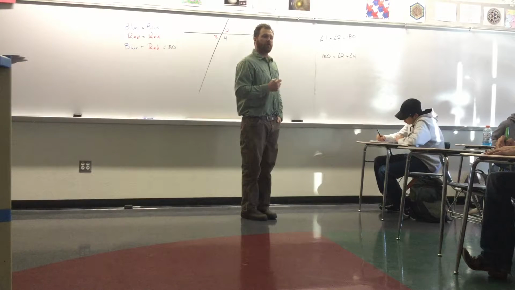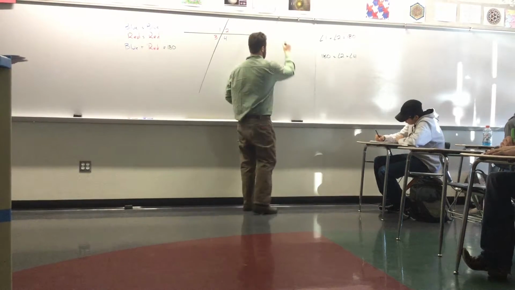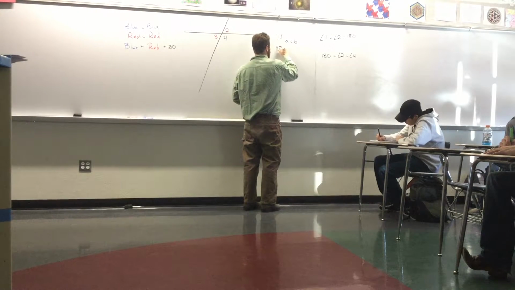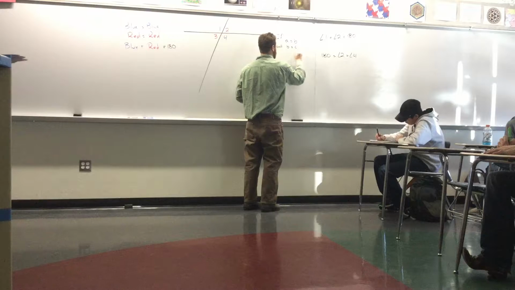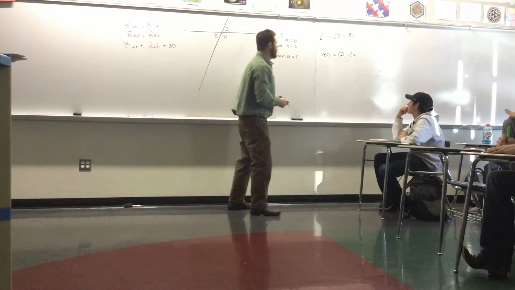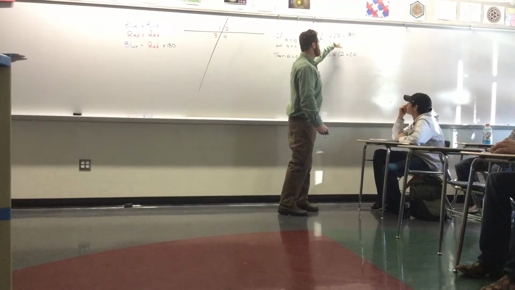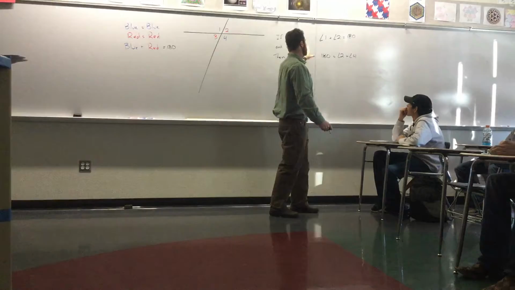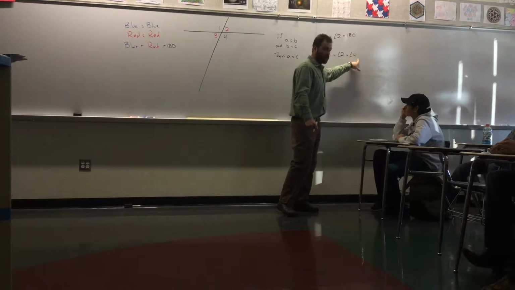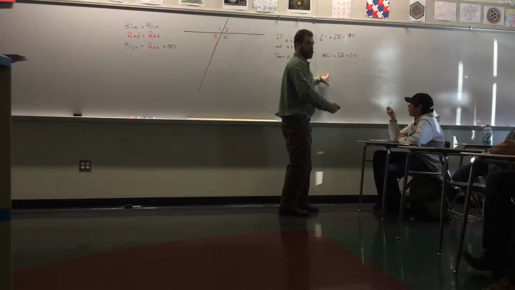All right. What did the transitive property state? It says if A equals B, B equals C, then A equals C. If A equals B and B equals C, then A equals C. So right now I have if 1 plus 2 equals 180 and 180 equals 2 plus 4, then what can I say?